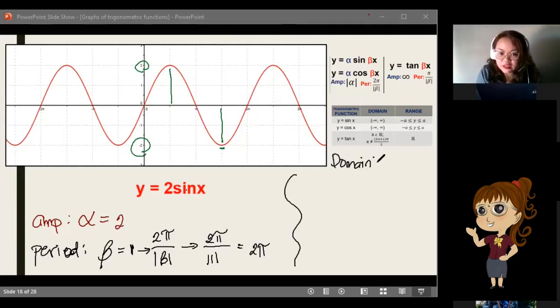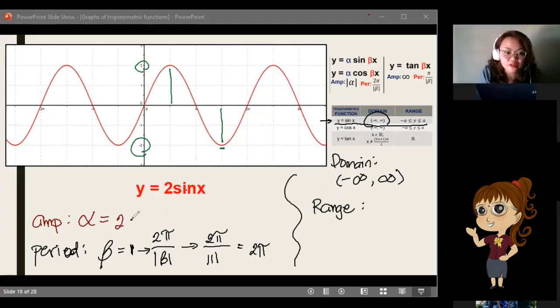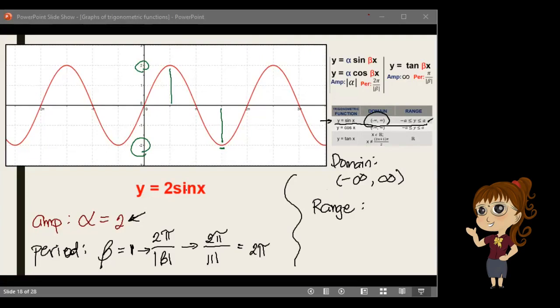For our domain, ang titignan mo lang po ay itong table na to. Ayan. So, domain is negative infinity to positive infinity. And then for the range, we just have to substitute the alpha value. So, if we have to substitute the alpha value to this formula, let's call on Mary Joy. Anak, what will be the value for our range this time?